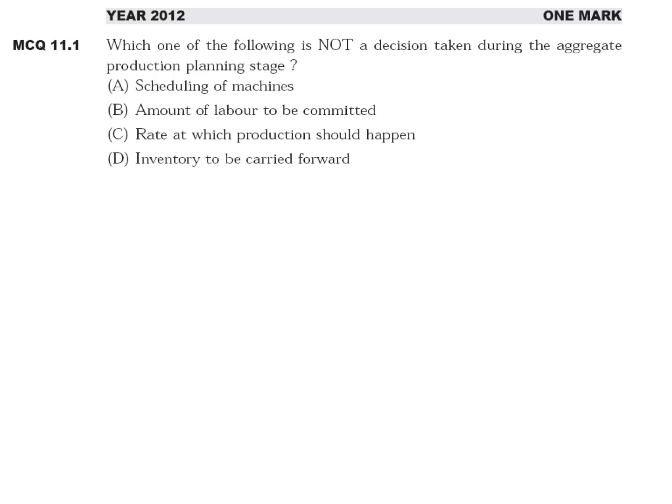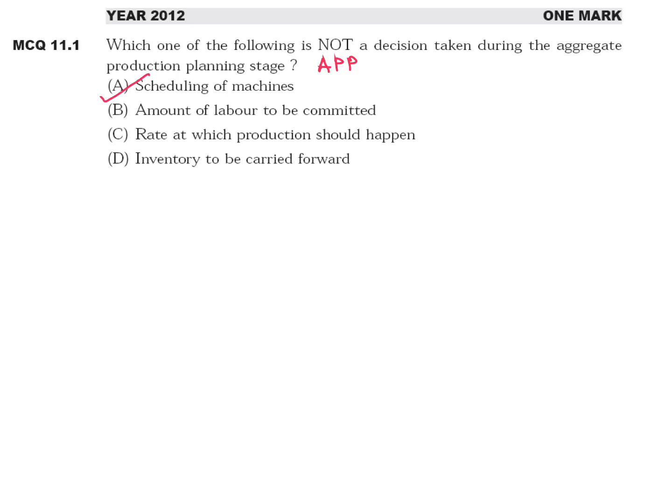Question is, which one of the following is not a decision taken during the aggregate production planning stage? Aggregate production planning, APP. A, scheduling of machines. B, amount of labor to be committed. C, rate at which production should happen. D, inventory to be carried forward.